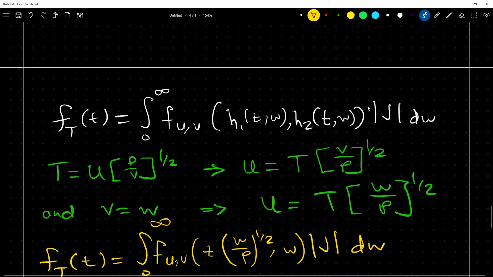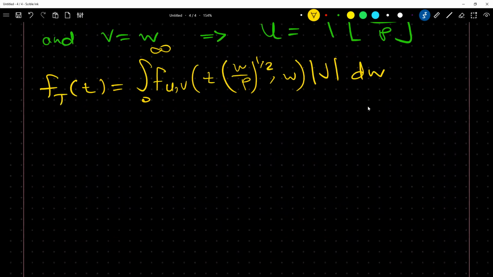Okay, so we're now going to find the Jacobian. And so in my formula, what have I done? I said let h1 of t w, I said that is equal to, so let me go ahead and write this down.